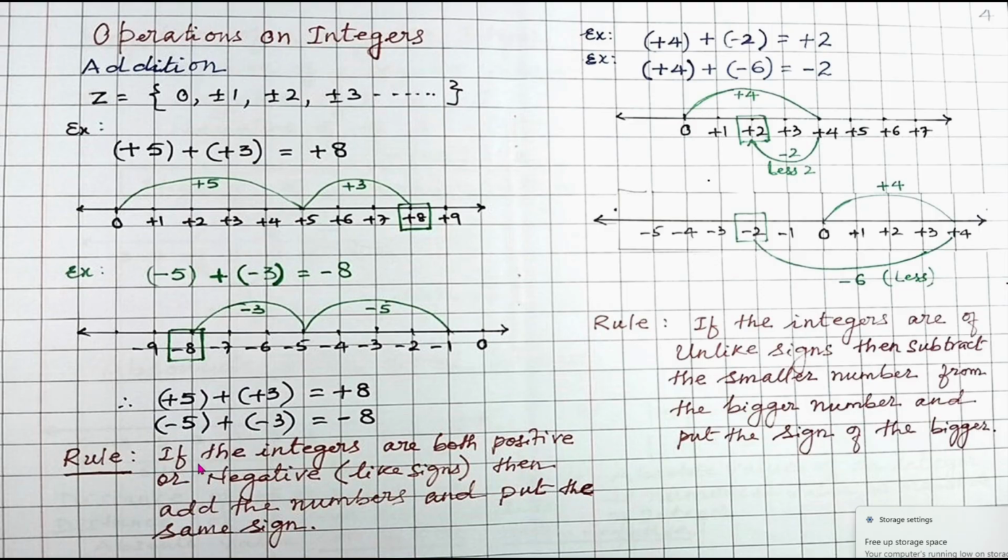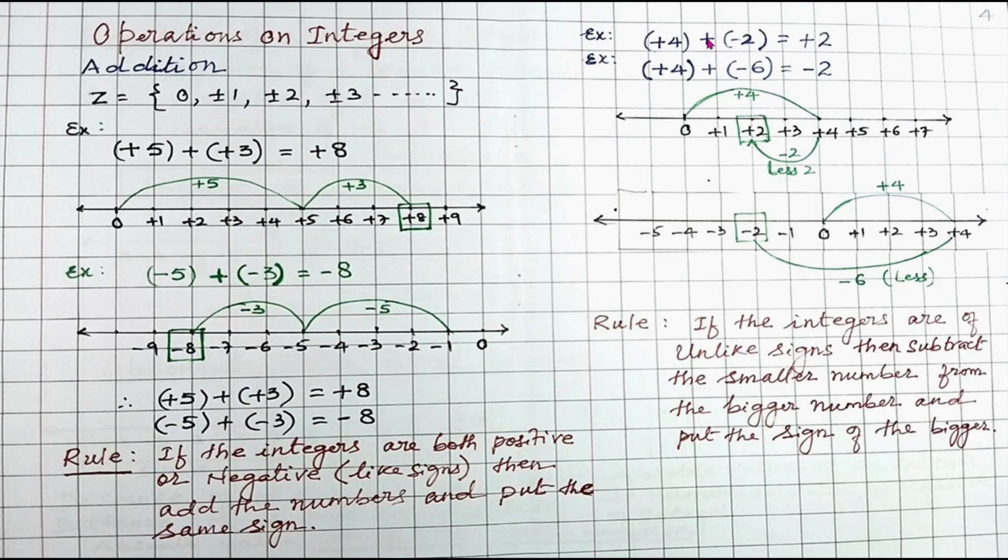Now what is the conclusion here? If the integers are both positive or both negative, that is, they have like signs. Here both the integers have a plus sign, therefore they have like signs. Here both the integers have a minus sign, and that also means like signs. When the signs of the integers are like, then just add the numbers. Add 5 and 3, it becomes 8, and put the same sign. Here, plus 5 plus 3, add the numbers 5 and 3 to get 8, put the sign plus. Here add the numbers 5 and 3, it is 8, put the same sign, minus. That is the rule of addition of integers. Remember that.